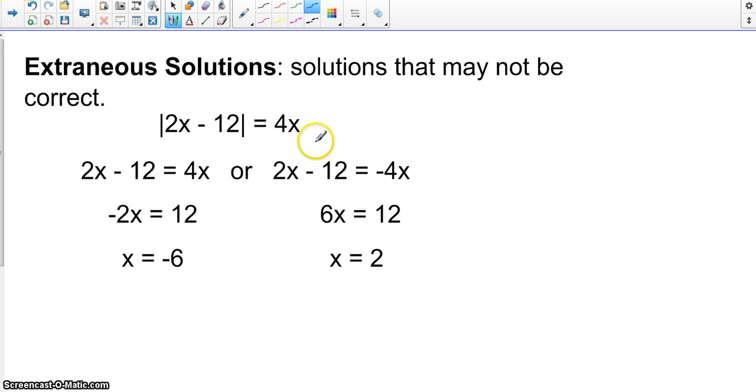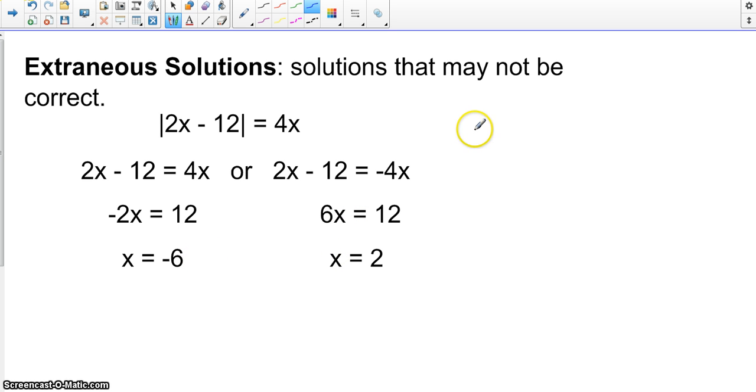All right. Let me just show you an example of one more type of absolute value equation. The absolute value of 2x minus 12 is equal to 4x. I went ahead and solved this out. 2x minus 12 is equal to 4x. 2x minus 12 is equal to negative 4x. And worked it out, and I got x is equal to negative 6, and x is equal to 2.